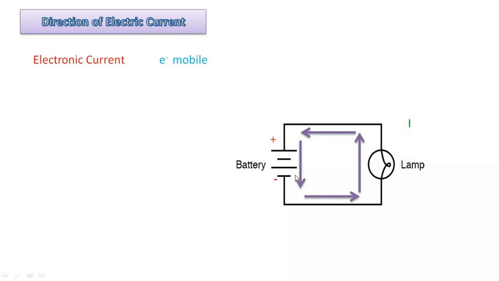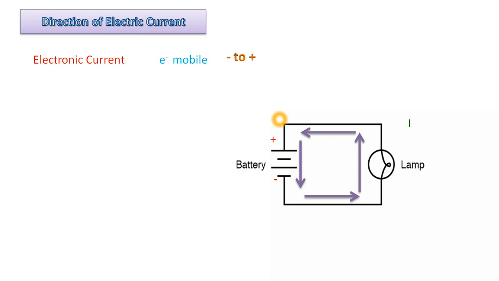Now, if you talk about electronic current, it says that since in most of the metals, electrons are negatively charged particles and those are the charge carriers, therefore the charges are moving from negative terminal to positive terminal, right? Because the charge carriers are the electrons. So this is the direction of electronic current.